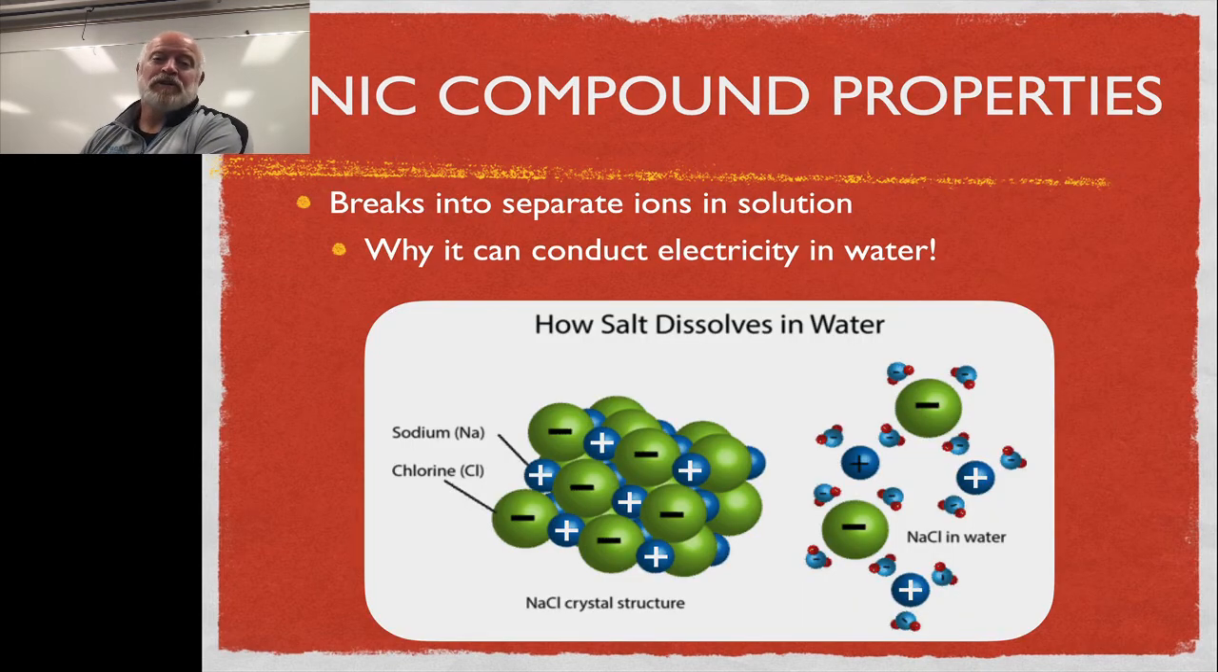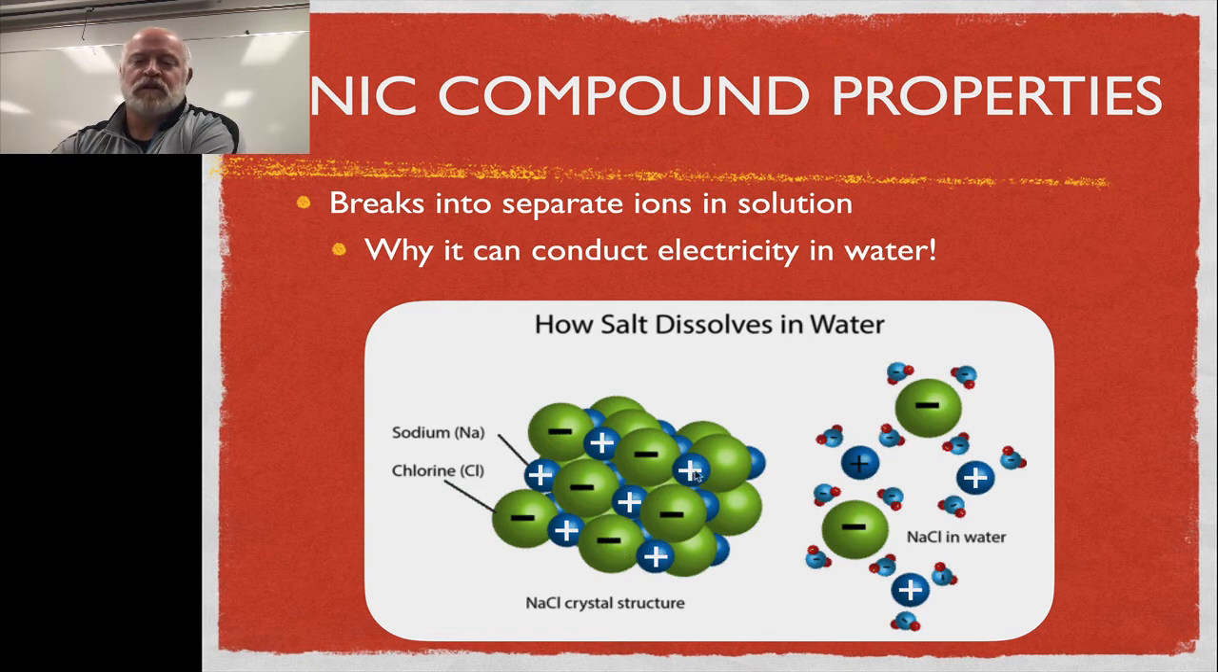Now, how do ionic compounds dissolve? Molecules and ionic compounds dissolve differently from each other. When an ionic compound dissolves, it breaks into its separate ions. Here is again our crystal lattice, using sodium chloride as our example, but all ionic compounds do this. We have our negative and our positive charges. See these little waters here?